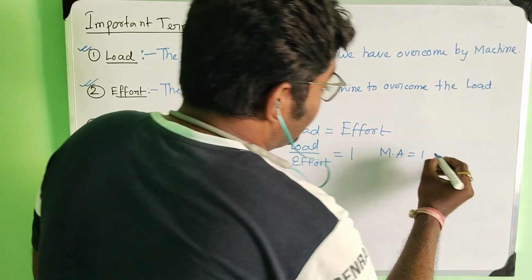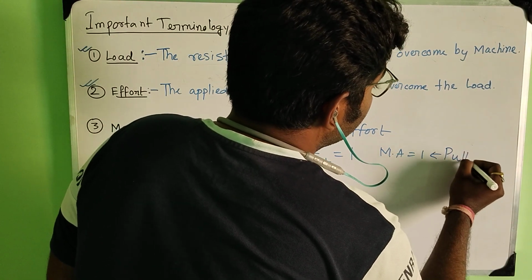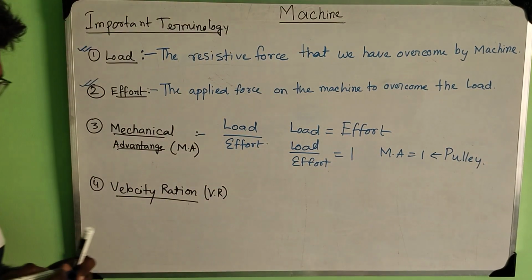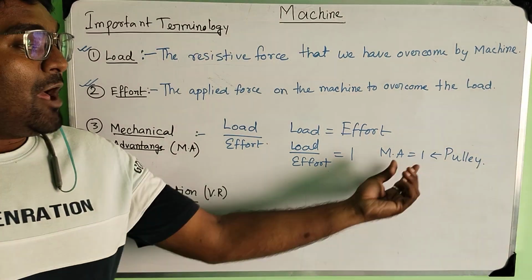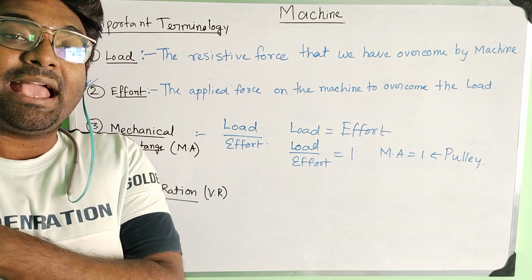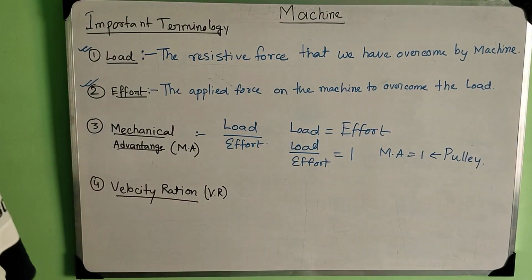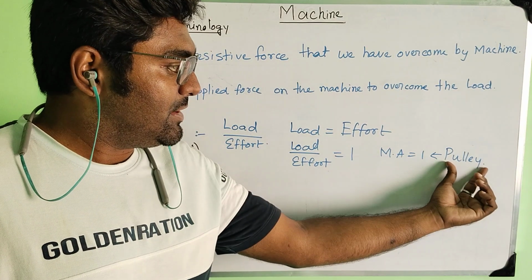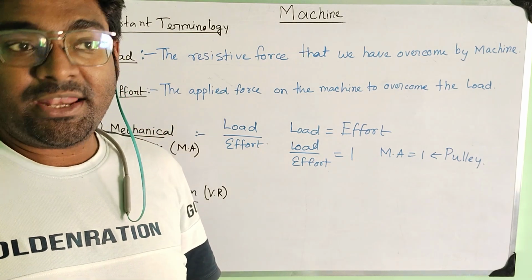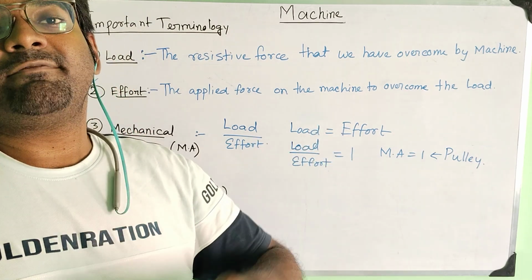Now, this actually happens in the case of a pulley. What is the significance of the pulley? The machines which have mechanical advantage equal to 1 actually change the direction of the effort. The pulley is used to change the direction of the effort in a convenient direction, or in the desired direction, the direction where we want to give the effort.